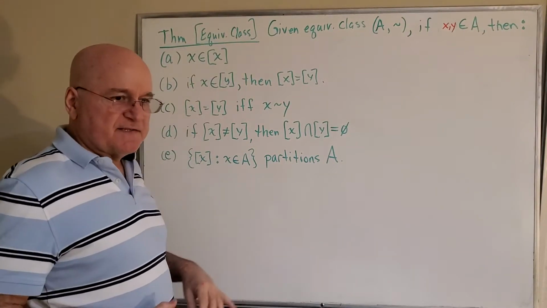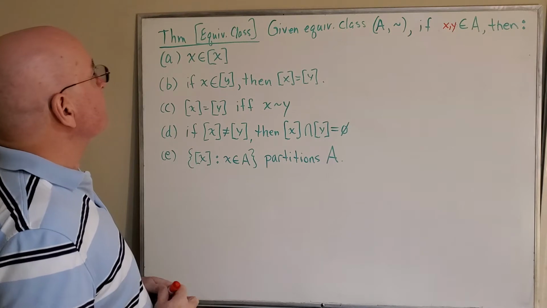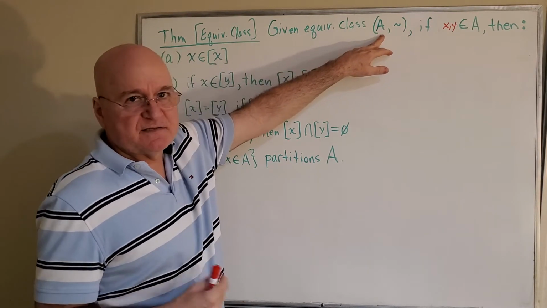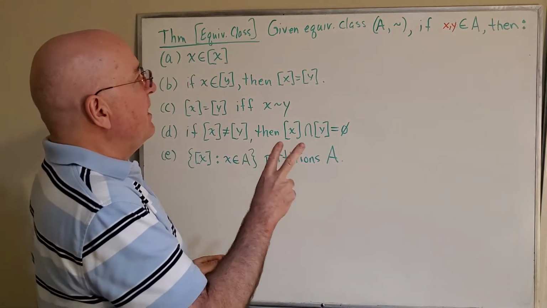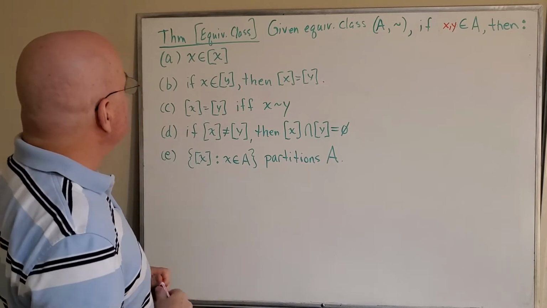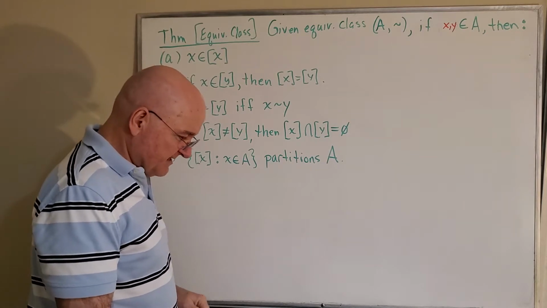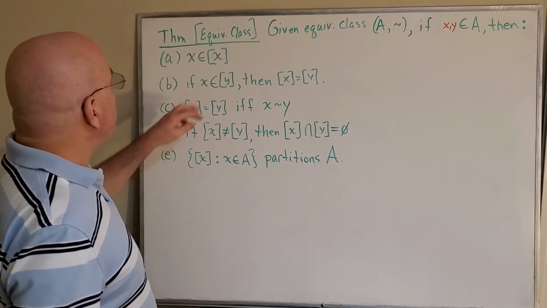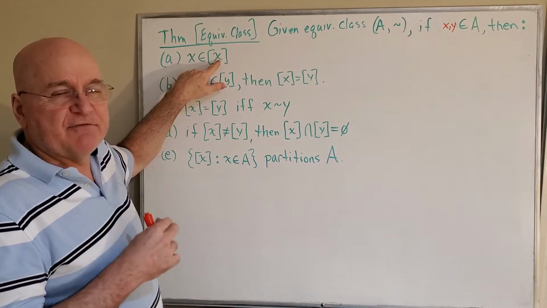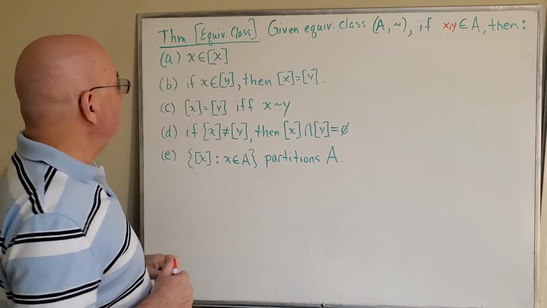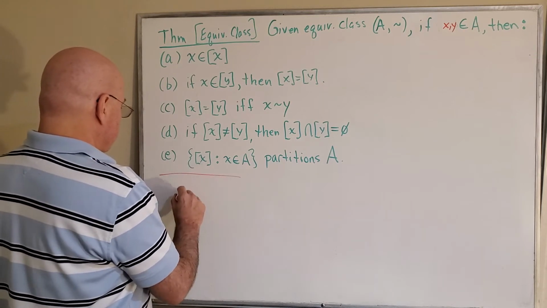Okay, here's an equivalence class theorem. I might prove 1 or 2 of them, and some of them you'll have to do for homework. Given an equivalence relation on a set A, if X and Y are 2 elements of that set A, then X is in the equivalence class of X. You can think of this as the equivalence class generated by X. It contains X and everything that is related to X. And that would be very simple to prove.